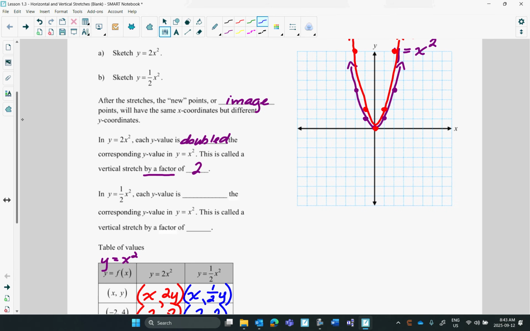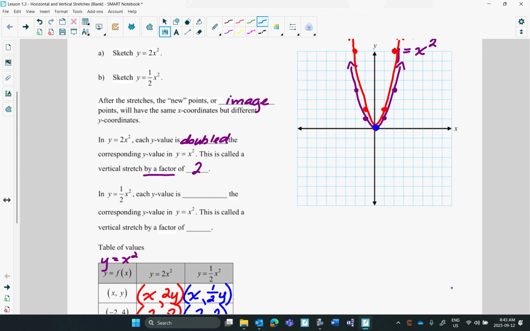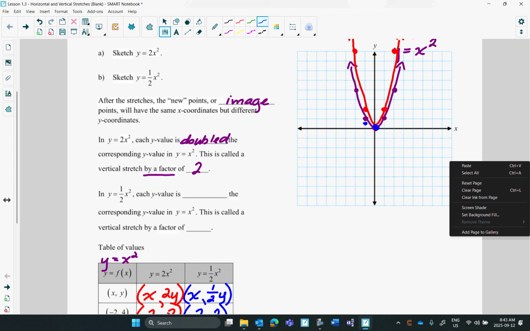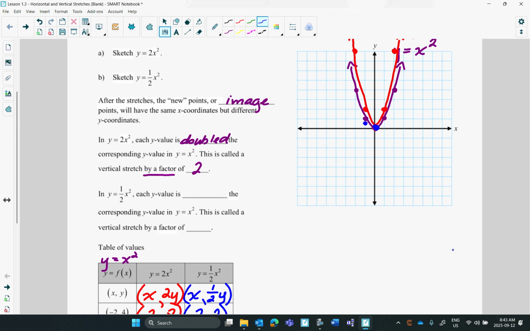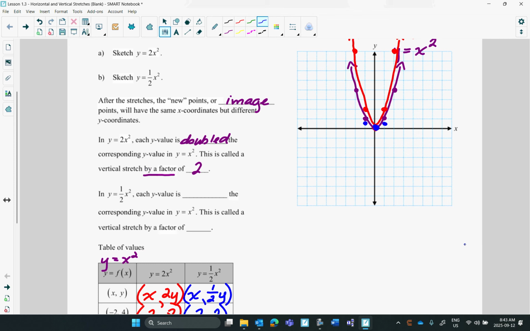What does that look like on the graph? Well, 0, 0 still stayed at 0, 0. -1, 1 became -1, 1/2. 1, 1 became 1, 1/2. -2, 4 became -2, 2. And 2, 4 became 2, 2. So we see we get a bit of a wider graph whenever the number in front, or the coefficient of the function, is a fraction between 0 and 1.